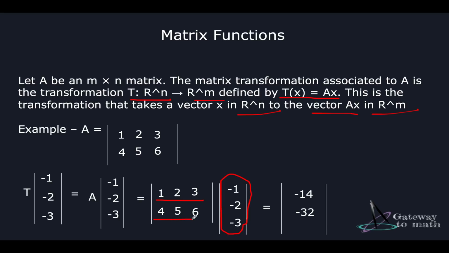Then similarly for this row, 4 multiplied by minus 1 plus 5 multiplied by minus 2 plus 6 multiplied by minus 3 is minus 32. So you see that we've taken a matrix and multiplied it with vector values, and what we have is a matrix which is just a single column matrix. What is interesting to see is that the number of columns you keep in a vector space equals the number of columns you get in the output space. Alright.